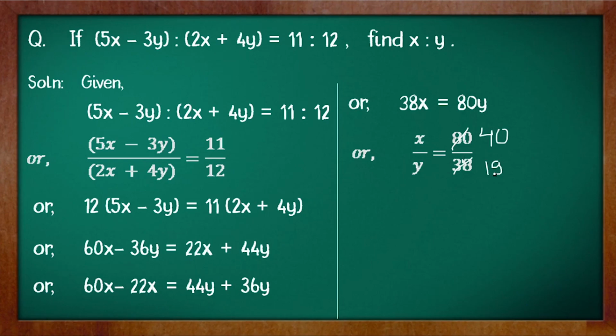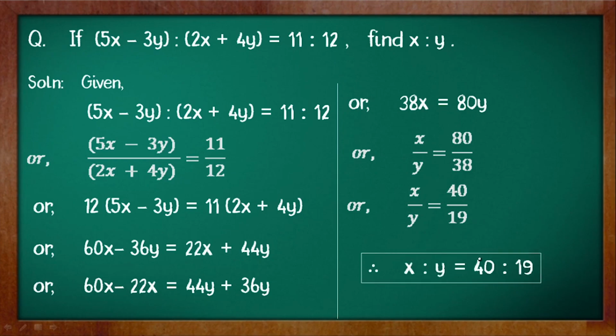So what is x by y? It is 40 by 19. As we know, x by y is x is to y, and 40 by 19 is 40 is to 19. So this is the required ratio. We have found out what x is to y. Okay, so again let's see one more example.